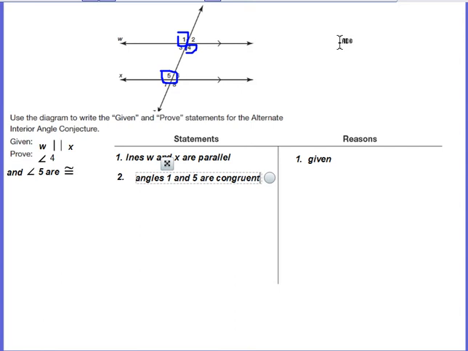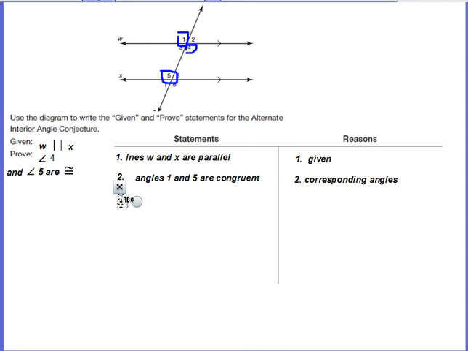And how do I know they're congruent? Because they're corresponding angles, and corresponding angles are congruent only if the lines are parallel. So I'll put here corresponding. You would actually put corresponding angles postulate or theorem, depending on the book.